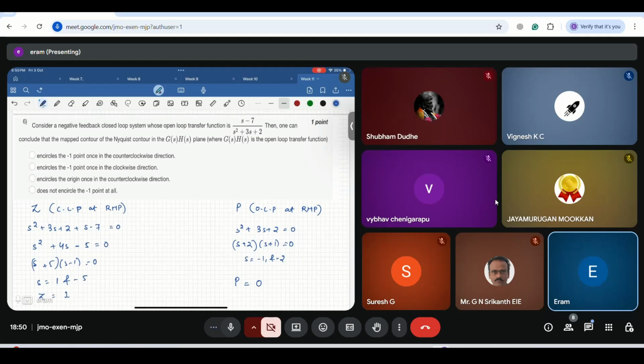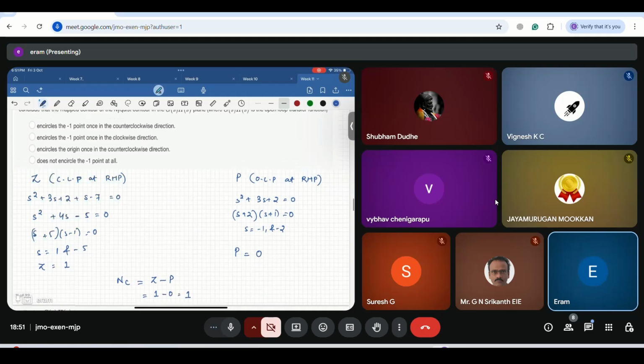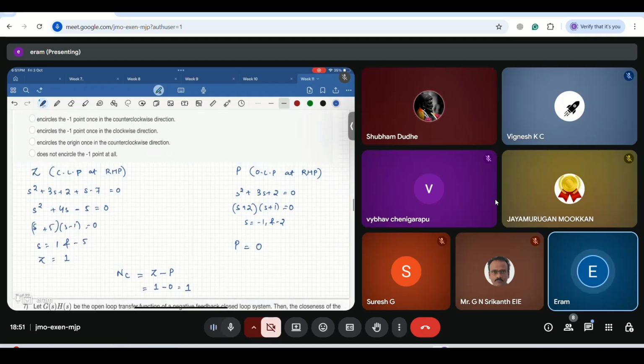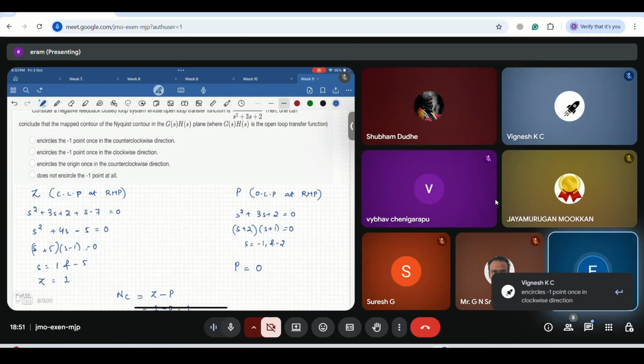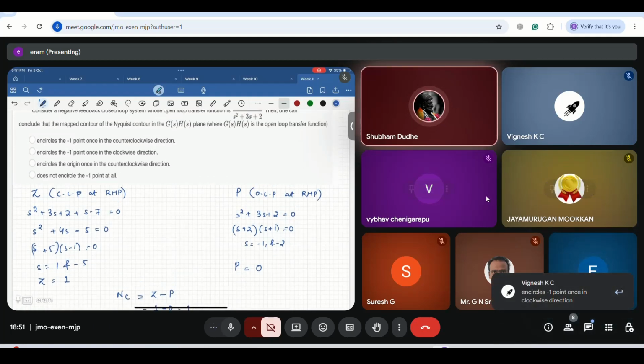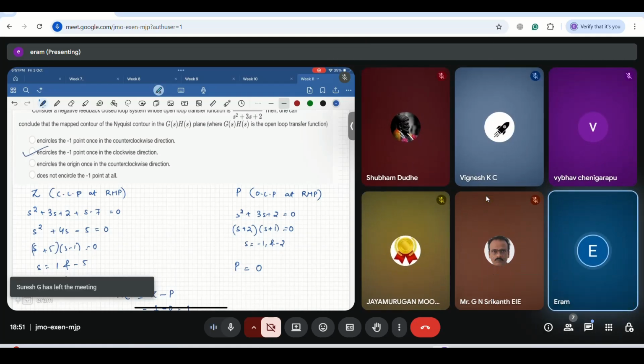Now let's calculate the number of encirclements. NC is nothing but Z minus P, which is equal to 1 minus 0 equals to 1. So we are getting one encirclement about -1 in clockwise direction. D is the correct option.